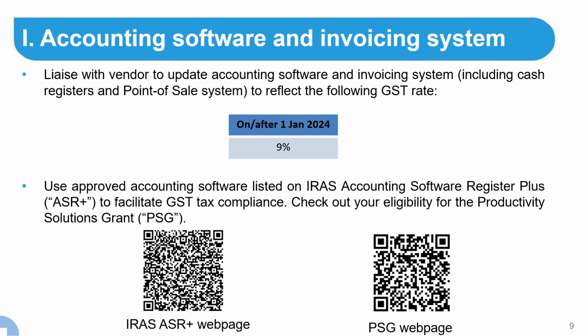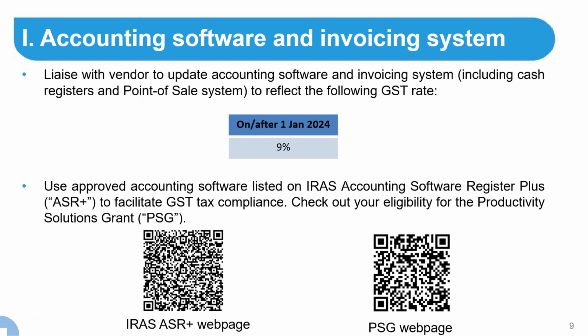If you have an existing accounting software and invoicing system, you should ensure your system can incorporate the new GST rate of 9% from 1st January 2024. Generally, accounting systems should be flexible to accommodate the prevailing GST rates before 1st January 2024 and the new GST rate of 9% on and after 1st January 2024.